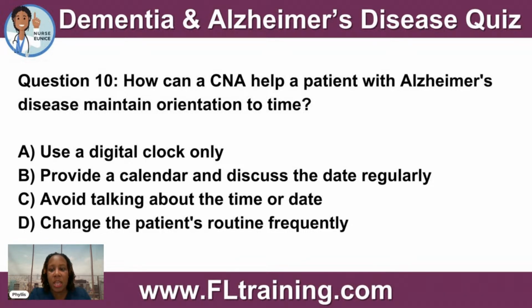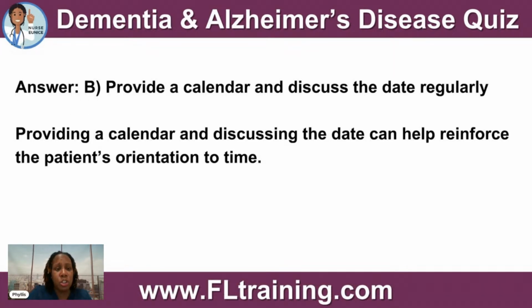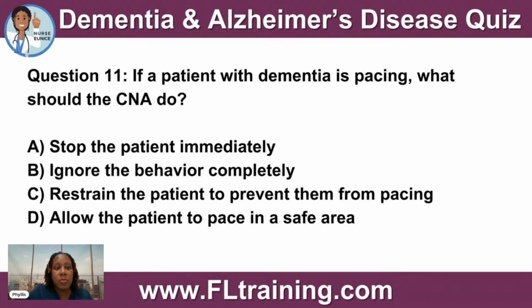All right, what do we have coming in? I see some D's, B's, A's, B's. Right now we have A, B, C, D. We got the alphabet going. Let's see what the answer is. If you chose B, give yourself a round of applause. Provide a calendar and discuss the date regularly. B was the correct answer. Providing a calendar and discussing the date can help reinforce the patient's orientation to time.